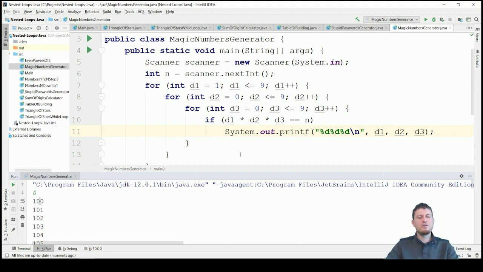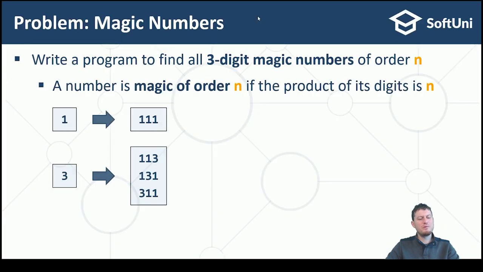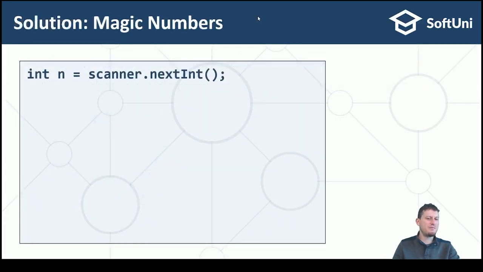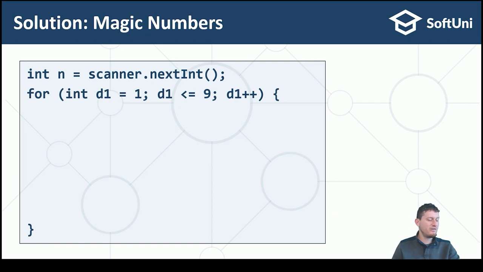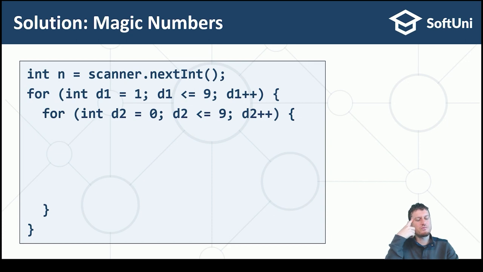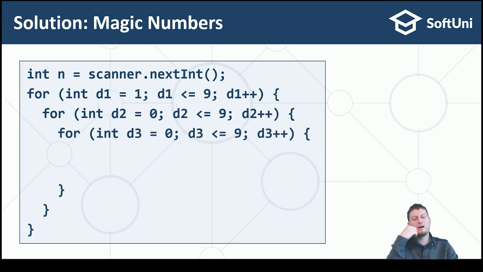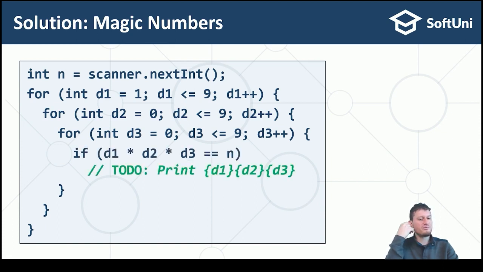Okay, so we are done with this problem, and let's see the solution I had in mind before the start. The first digit is a loop from 1 to 9. The second digit is a loop from 0 to 9. The third nested loop is from 0 to 9. And if we multiply these 3 digits and they have a value of n, we print these 3 digits joined together one after another. Exactly the same solution which I wrote just now.